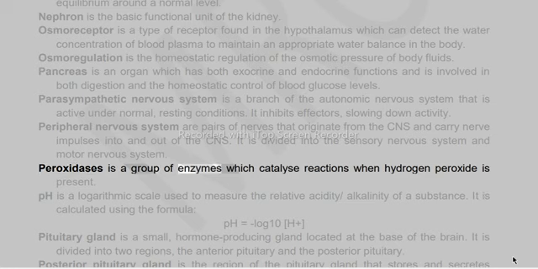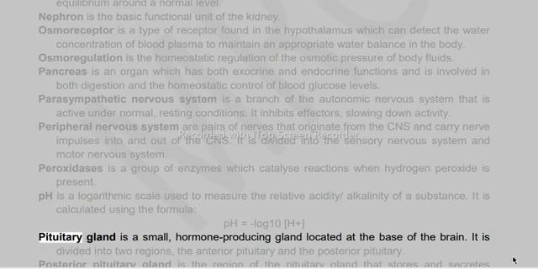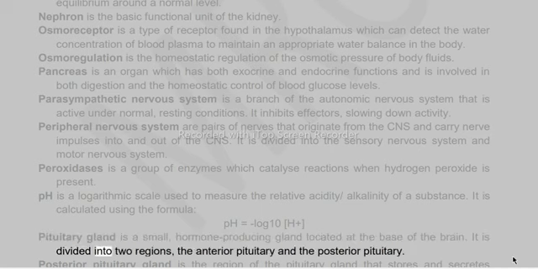Peroxidases is a group of enzymes which catalyze reactions when hydrogen peroxide is present. pH is a logarithmic scale used to measure the relative acidity-alkalinity of a substance. It is calculated using the formula pH equals -log10 [H+]. Pituitary gland is a small, hormone-producing gland located at the base of the brain. It is divided into two regions, the anterior pituitary and the posterior pituitary.